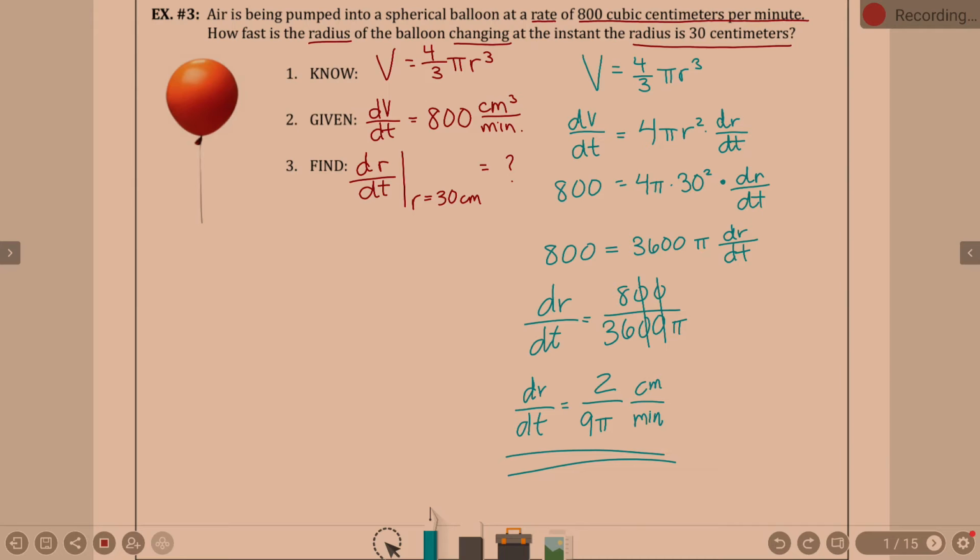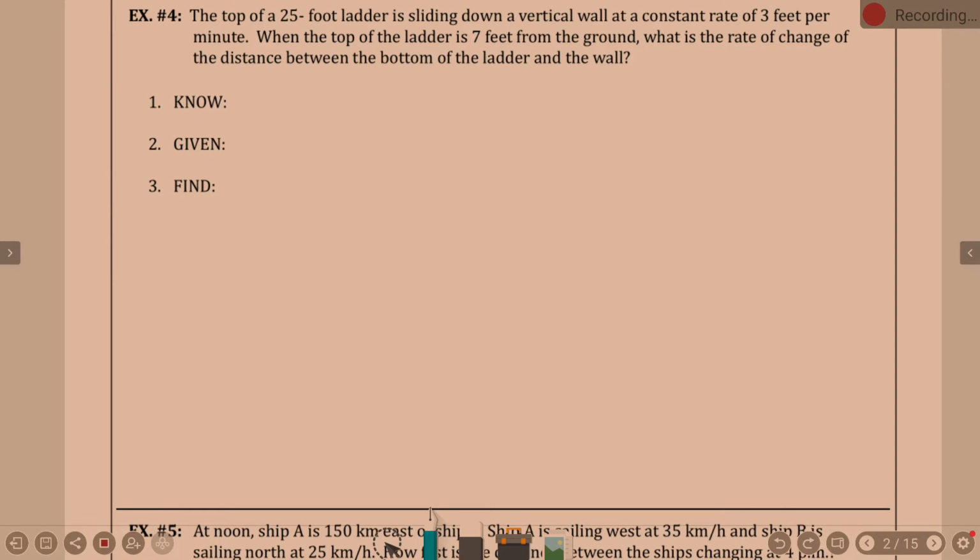Let's talk about a ladder. The top of a 25-foot ladder is sliding down a vertical wall at a constant rate of 3 feet per minute. Typical calculus problem, guys. Just saying. When the top of the ladder is 7 feet from the ground, what is the rate of change of the distance between the bottom of the ladder and the wall?